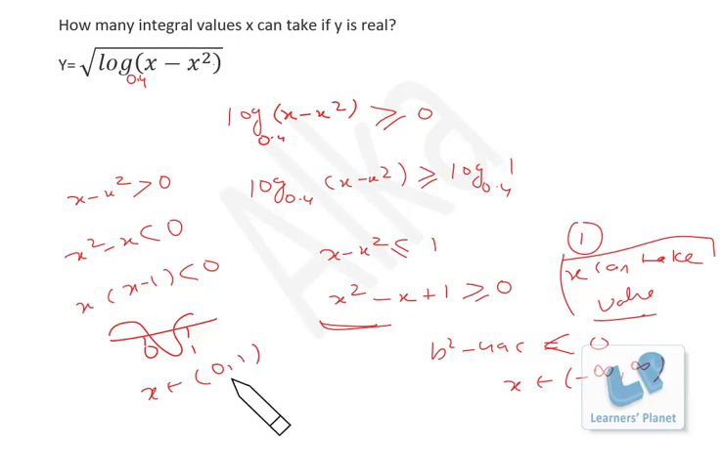Now we don't have any integral value between 0 and 1. So x can neither take 0 nor 1, and between 0 and 1 we don't have any other integer. So how many integral values can x take if y is real? Not even a single one. 0, right?